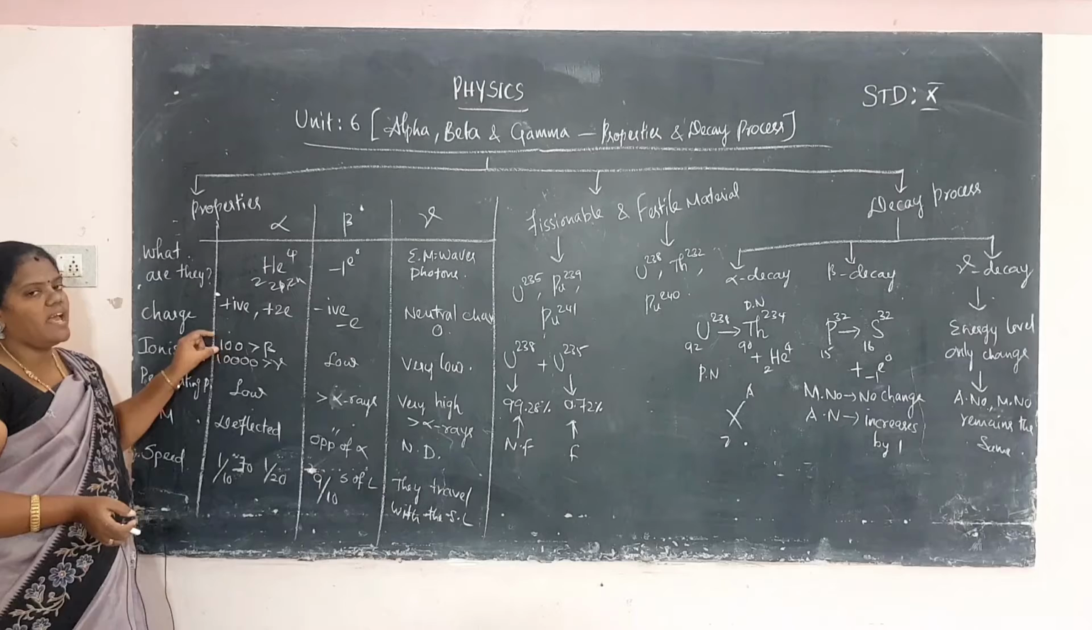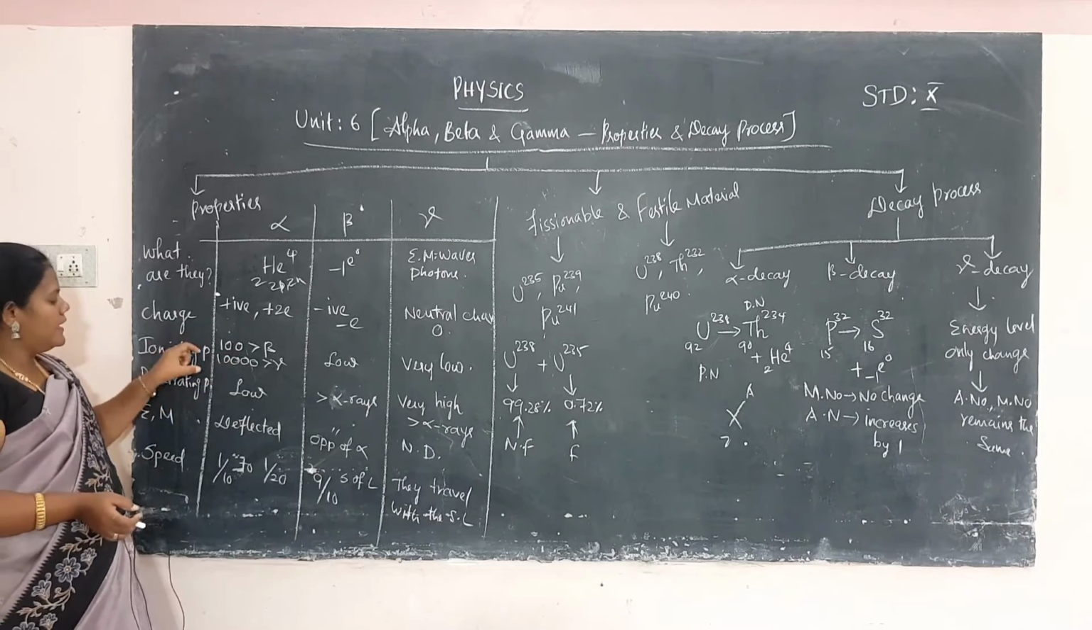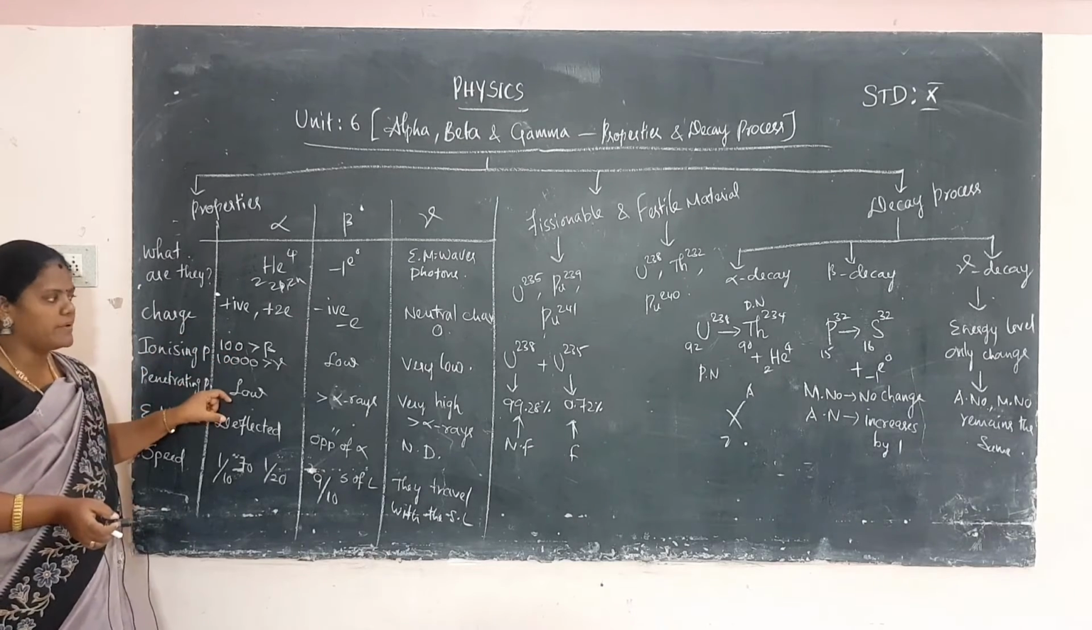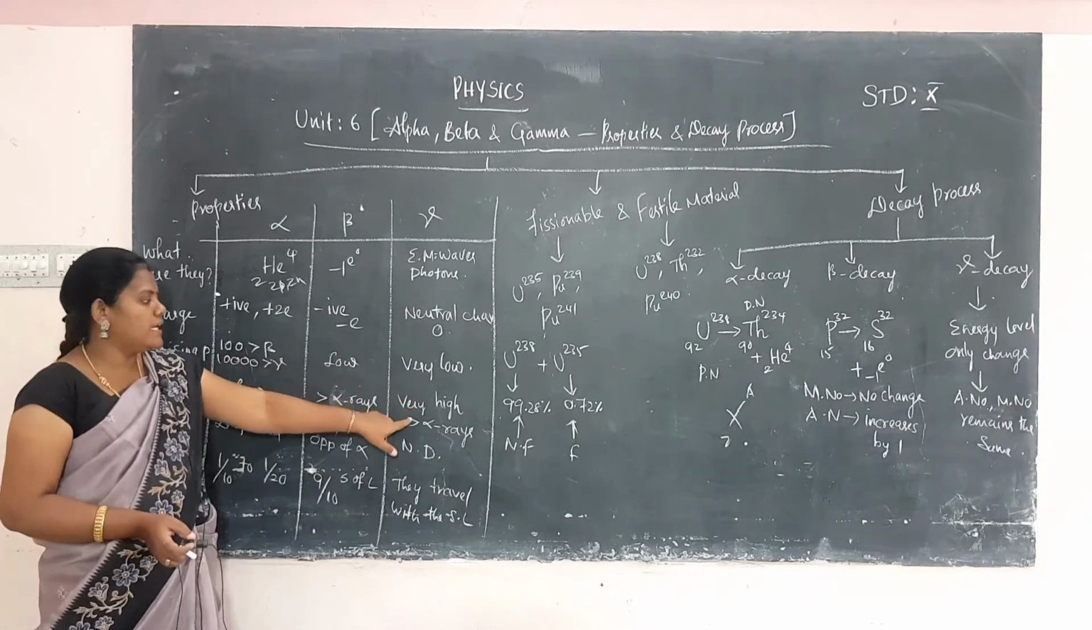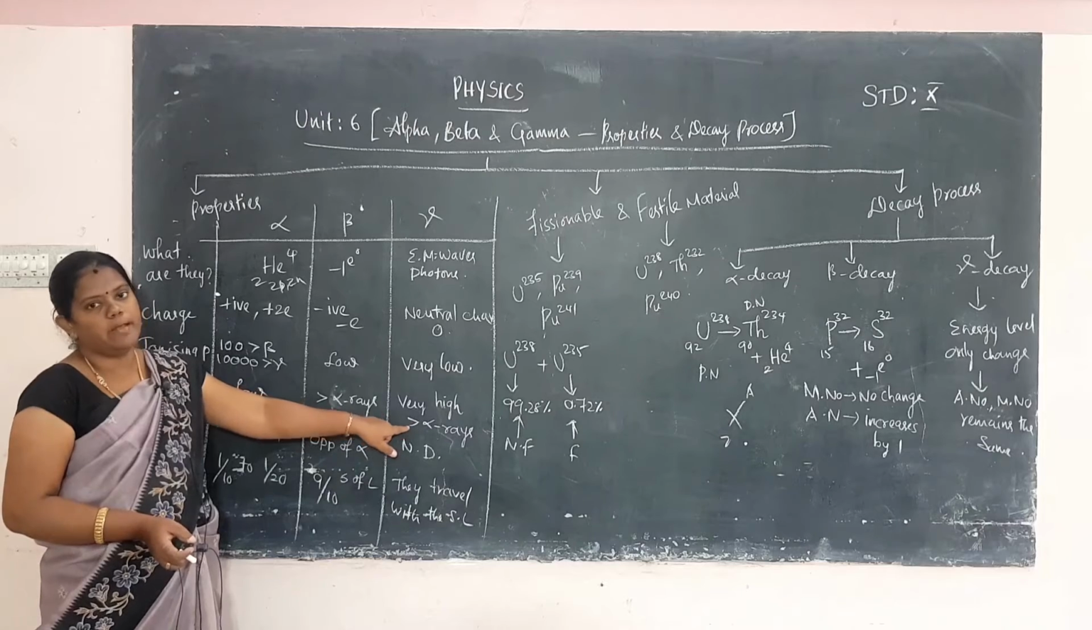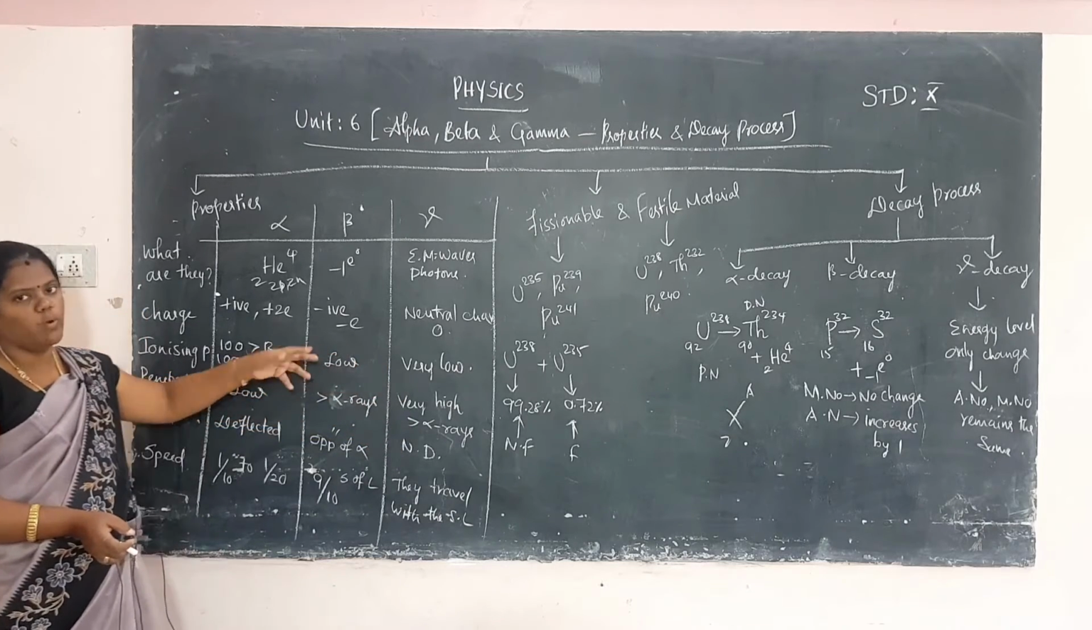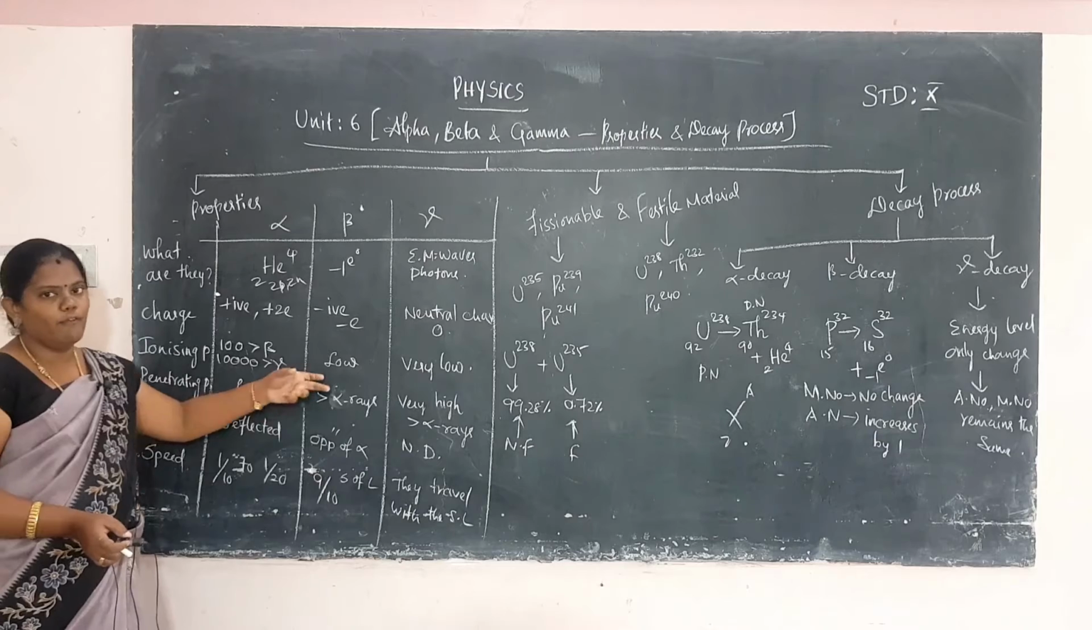So alpha particles have high ionization power and low penetrating power, and gamma particles have very low ionization power and very high penetrating power. So it is inverse, the opposite of one another.